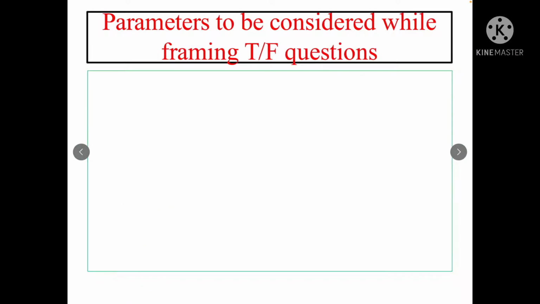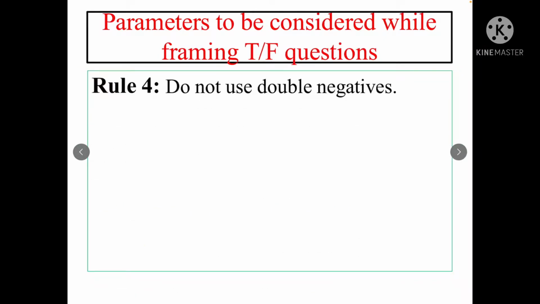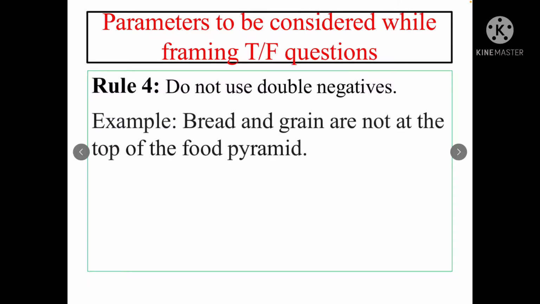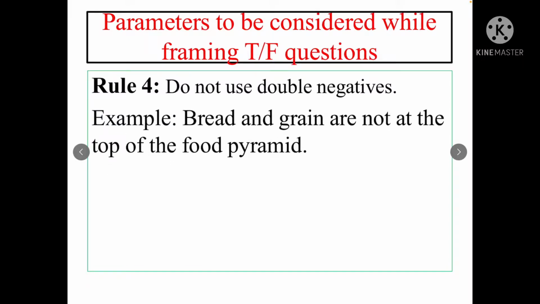Now comes the next one. Rule 4. Don't use double negatives. For example, bread and grain are not at the top of the food pyramid. We know bread and grain are not on the top of the food pyramid. Here bread and grain are at the bottom of the food pyramid. This is a negative sentence, and again we are using not here.